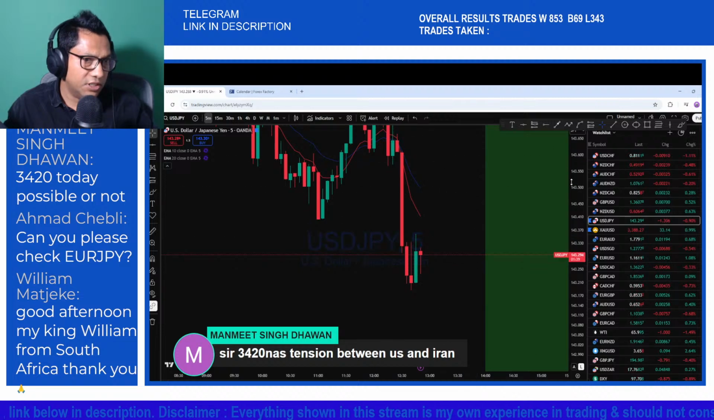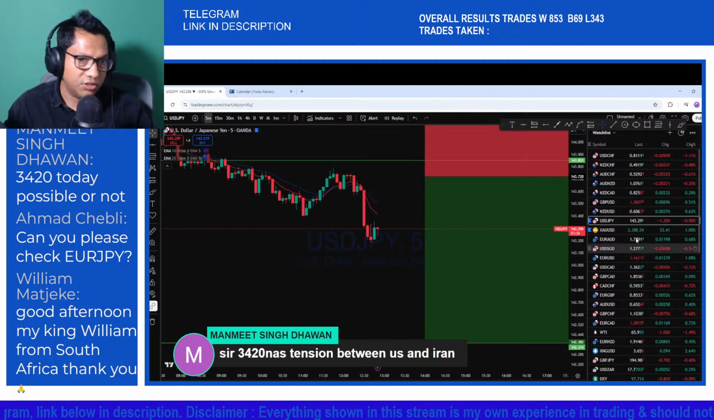Keeping an eye on dollar yen, it's in a sharp downtrend, and we may see that trend continuation here.